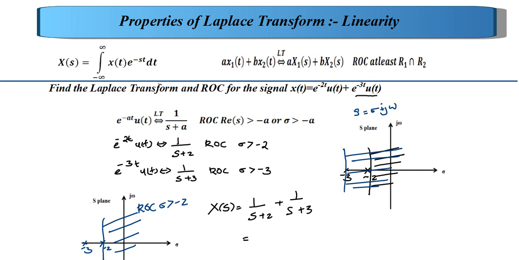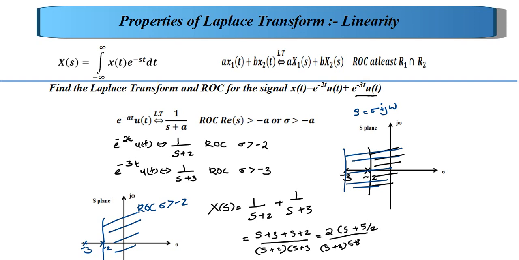So I can simplify this, it becomes (s plus 3 plus s plus 2) divided by (s plus 2) into (s plus 3), and the numerator you can write as 2 into (s plus 5 by 2), and the denominator will be the same, so (s plus 2) into (s plus 3).